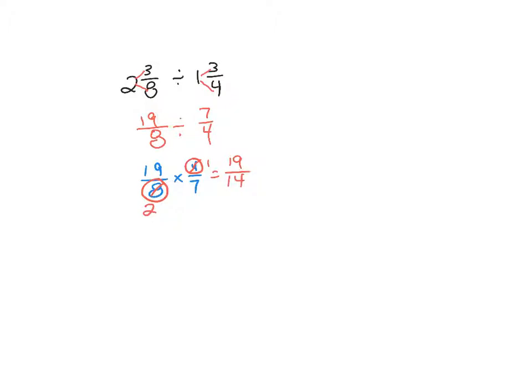But 19/14 is an improper fraction, which I need to change back into a mixed number. So I'm going to divide 19 by 14. 14 goes into 19 one time. 1 times 14 is 14. I subtract, I get 5. So my final answer to this problem is 1 5/14.